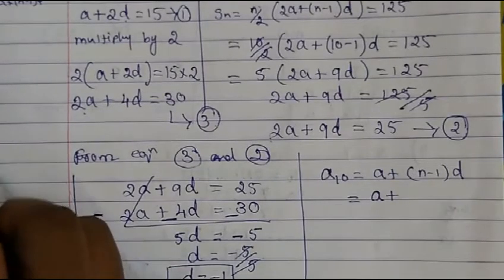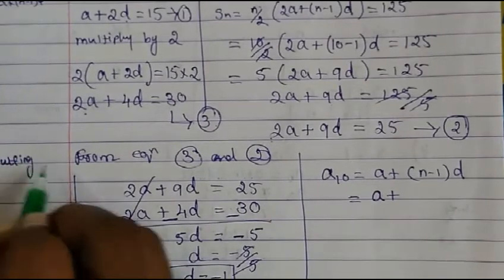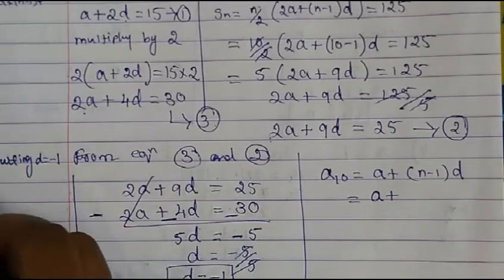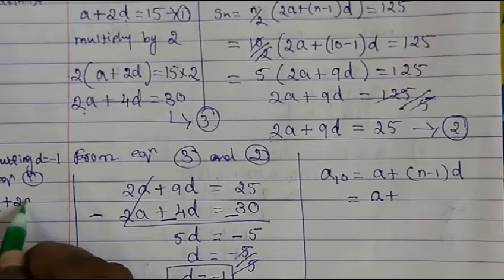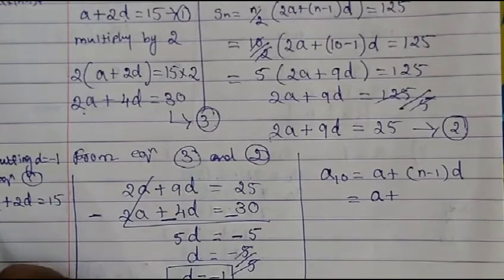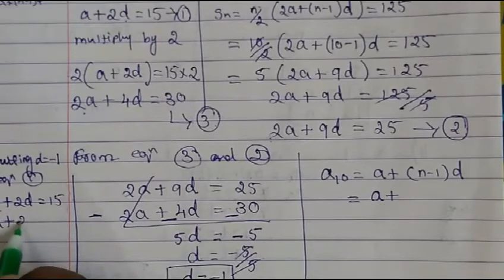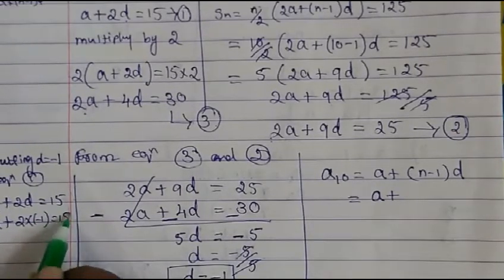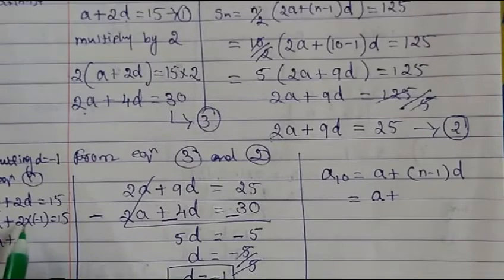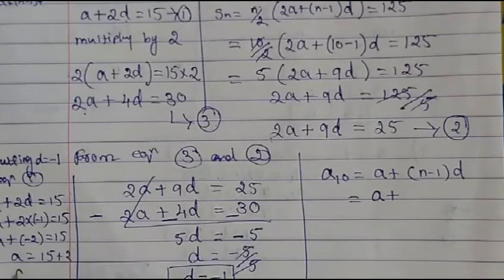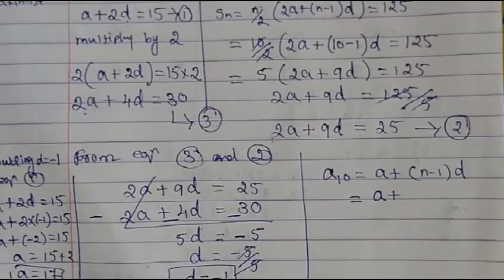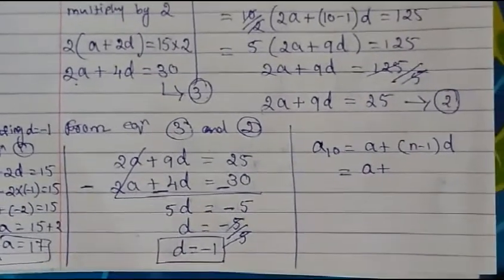So putting d equal to minus 1 in equation 1. Equation 1 is a plus 2d equal to 15. So a plus 2 into minus 1 will give us minus 2, equal to 15. So a will be here. This minus 2 when it comes to this side will become plus. So the a value will be 17. So we got the a value, 17.